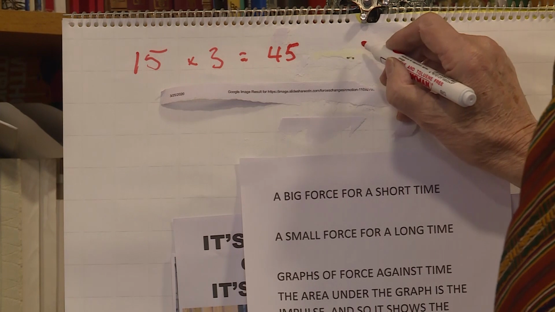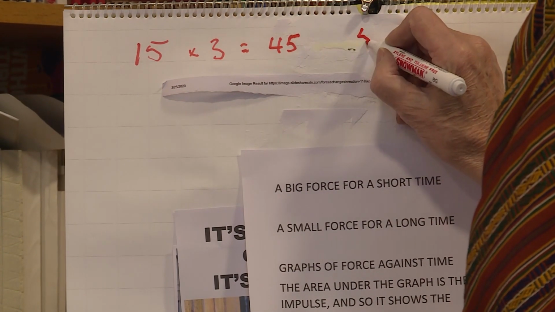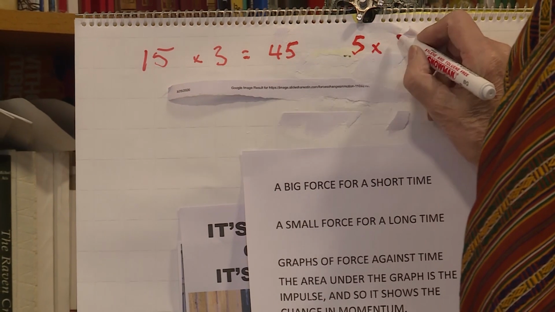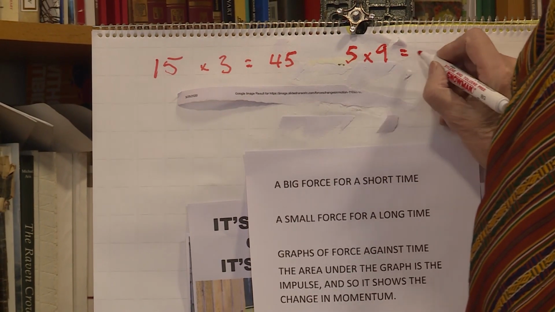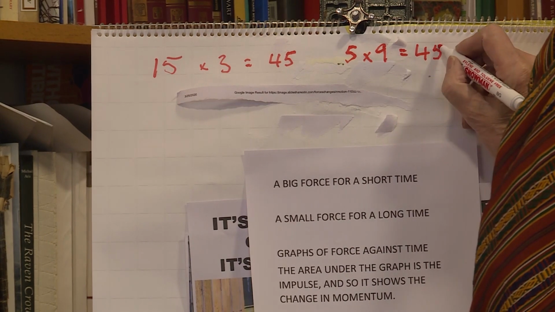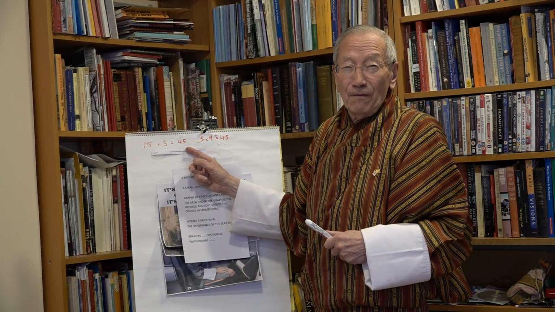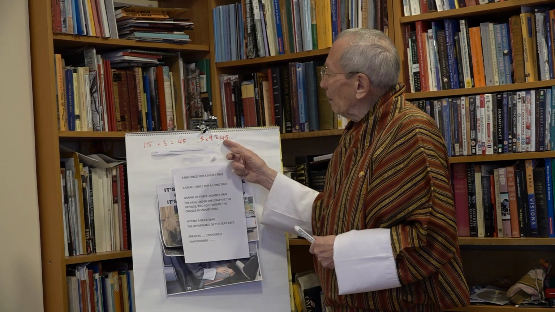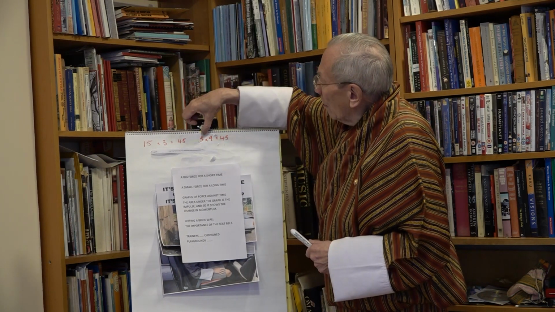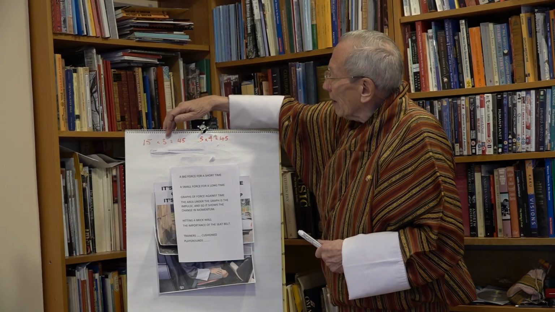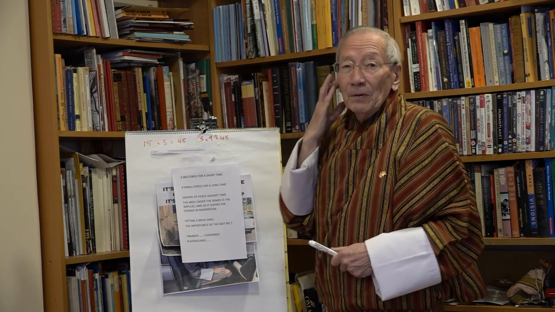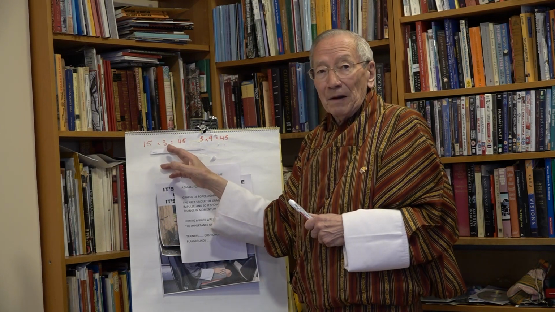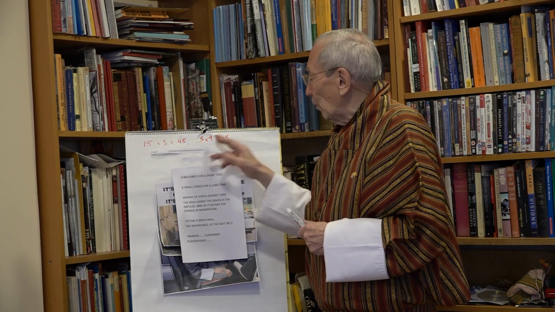But if I think of a force of 5 newtons times 9 seconds, that equals 45 as well. So, a force of 15 newtons working for 3 seconds produces a change in momentum of 45 kilogram meters a second. The same change in momentum can be produced, instead of 15, by a force of 5, but a time of 9.